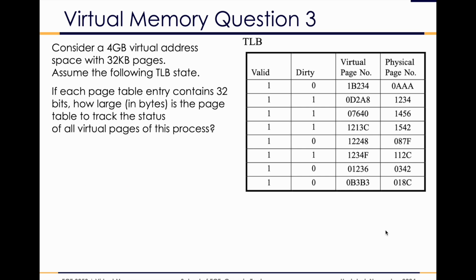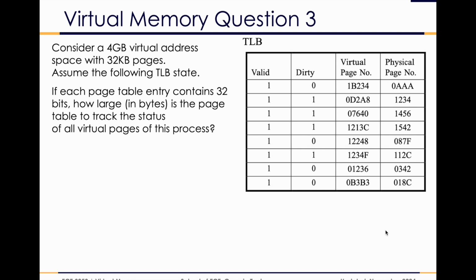Using this same system with the same 4 gigabyte virtual address space with 32 kilobyte pages, if each page table entry had 32 bits, how large in bytes is the page table to track the status of all virtual pages in this process?